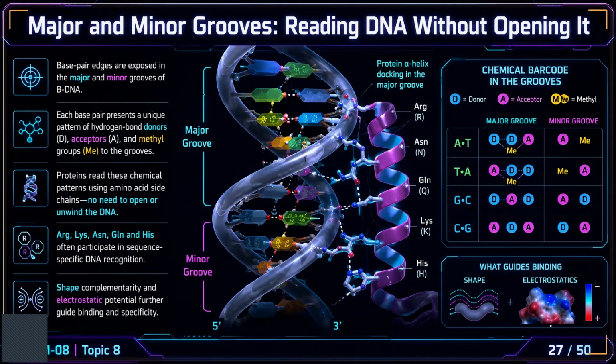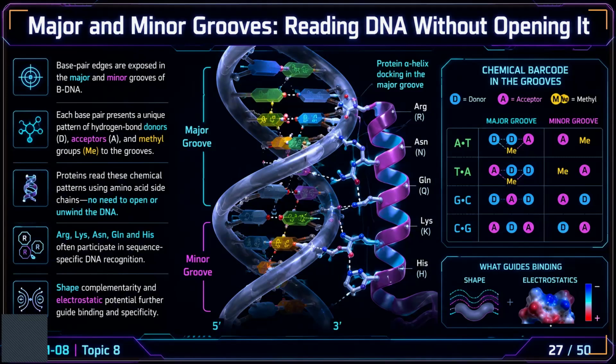Base pair edges are exposed in the major and minor grooves of B-DNA. You know there are various kinds of DNA, the way it twists and folds on itself. Each base pair presents a unique pattern, of course, and proteins read these chemical patterns using amino acid side chains. We could probably store real data in DNA and access it in real time. I think there will be an age where we're going to store extreme amounts of data in a very small device that will be easily accessible through chemical bonding.